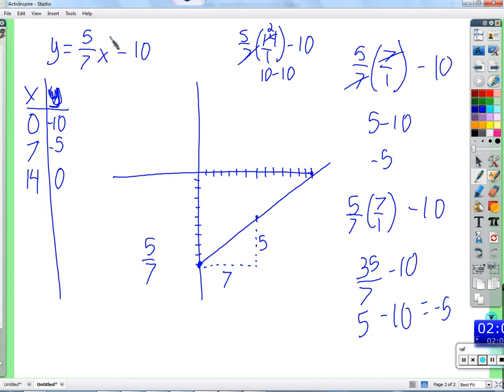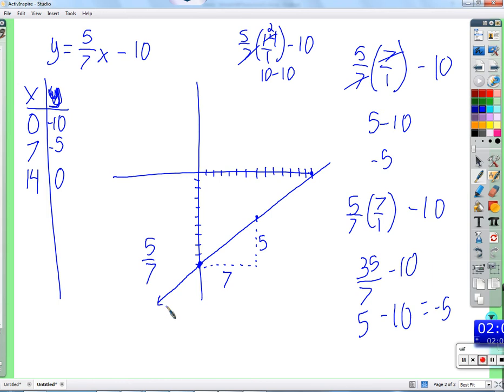If we put in 21, we're going to wind up canceling the 7 to get 5 times 3. If we put in 28, we're going to wind up getting 5 times 4. If we put in 35, we're going to get 5 times 5. Just get those multiples of 5 added on to, well, if you want to think of the y-intercept negative 10 as a starting point, that kind of makes sense.